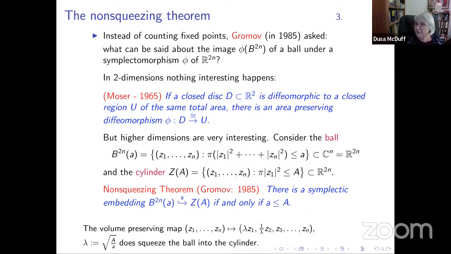And of course, it doesn't constrain in the volume preserving situation, because if you are just trying to preserve volume, you can shrink in the first 2 coordinates, but expand in some of the other ones, and then squeeze a ball into the cylinder.